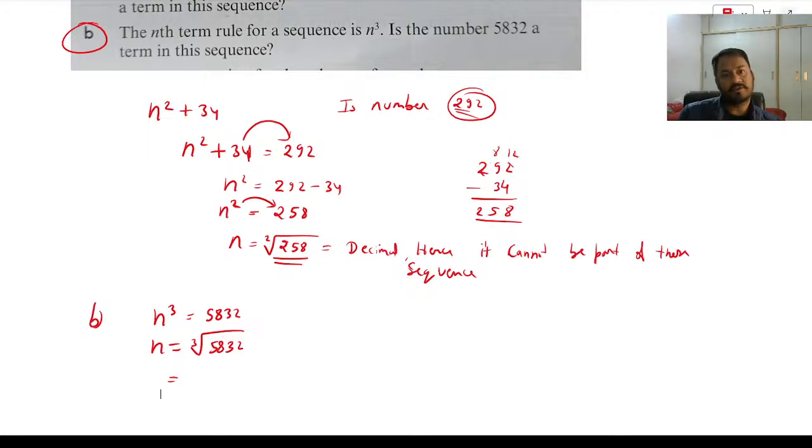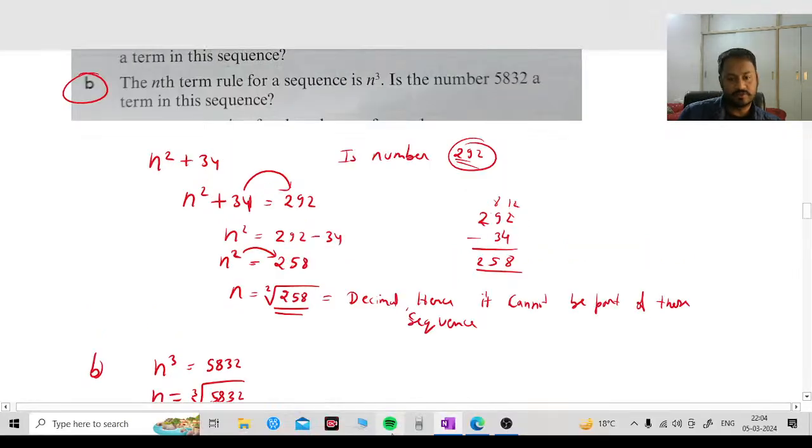The nth term rule for the sequence is n cubed. So is the number 5832 a term in this sequence or not? Let's see. It is a term of the sequence n cubed. Okay, so we need to check, is it a term or not? So we'll use the calculator.